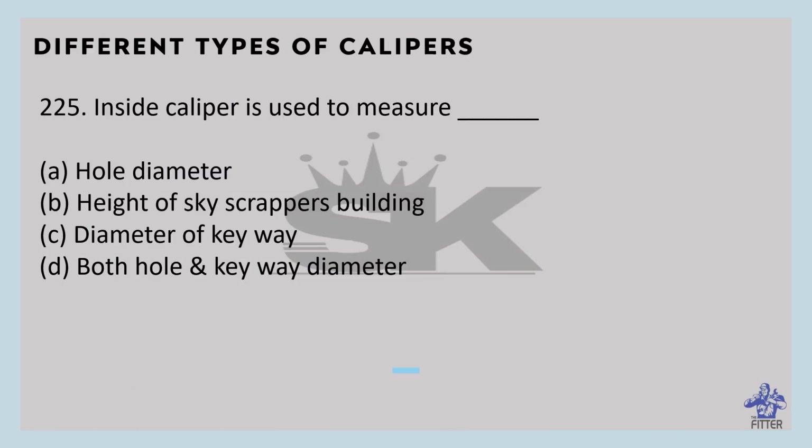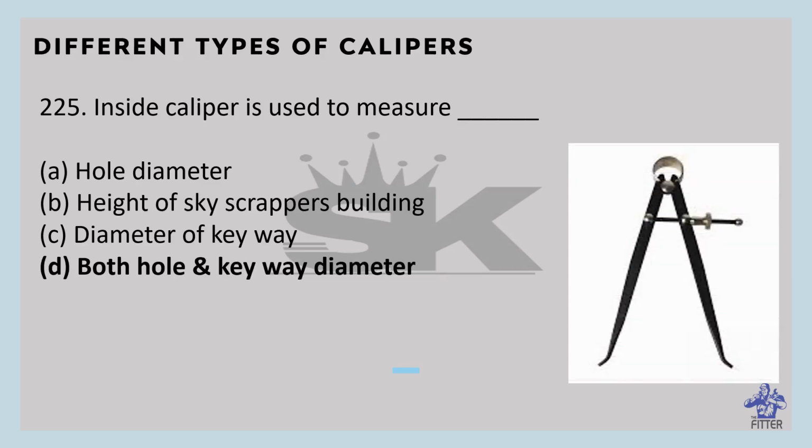Inside caliper is used to measure both hole and keyway diameter. So this is the inside caliper. And it is an indirect measuring tool because when we measure, we don't know the size of the width of the slot or the inner diameter of the measured slot. Therefore, after measuring the width of the slot or inner diameter, the caliper is checked with the steel rule.